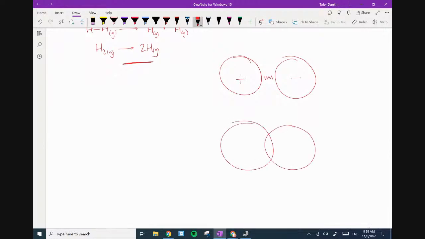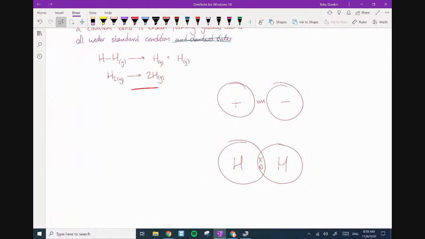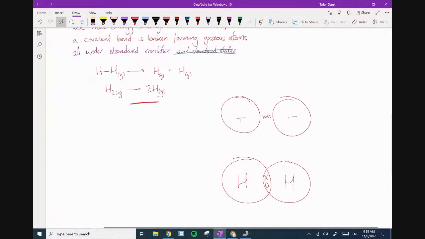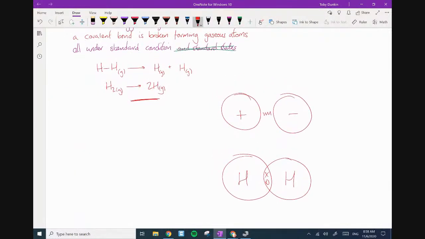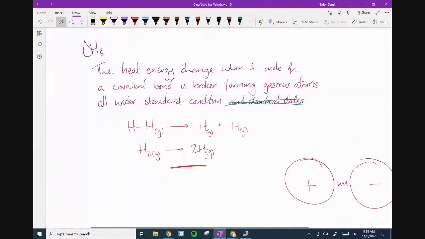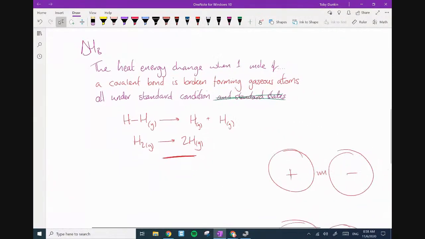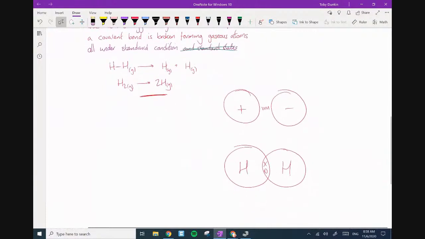That's a real bond. Hydrogen and hydrogen, they are literally crossed over and their orbitals are quite literally fused. That's a real bond, whereas the electrostatic is just an attraction. And in this case, we're talking specifically about covalent bonds. Yeah, good question, Jim Joe.